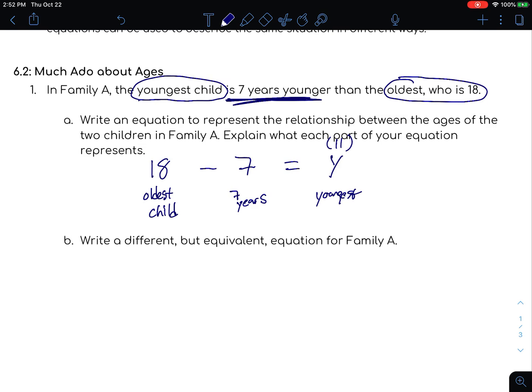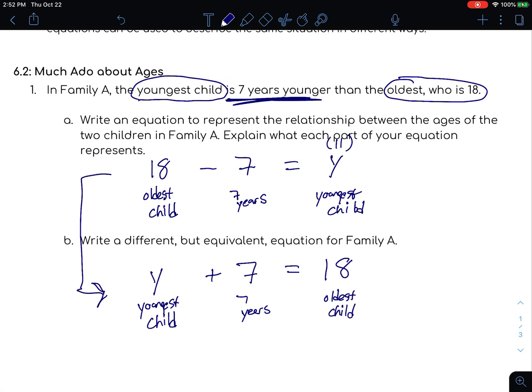Write a different but equivalent equation for family A. So what's another way of thinking about that same relationship? Think about that to yourself for a second. Well, what if we started off with the youngest? So the youngest child, I'm just going to put child there. What if we started off with y, which represents the youngest child? And maybe we say, okay, I know the youngest child plus 7, in other words, 7 years, is going to be equal to 18, which I know was the oldest child.